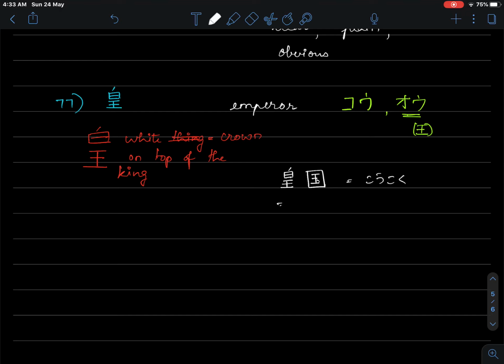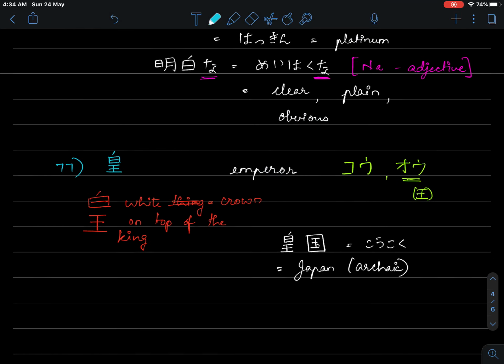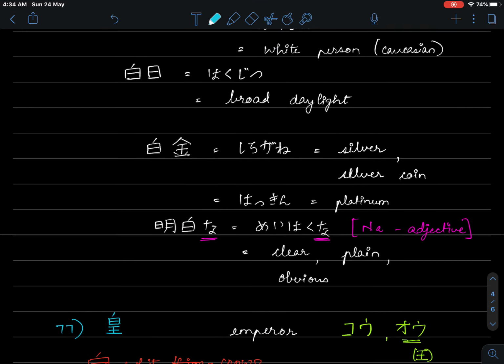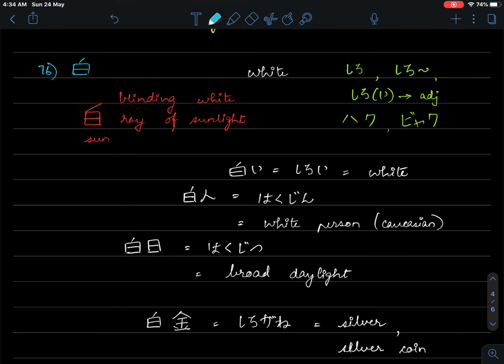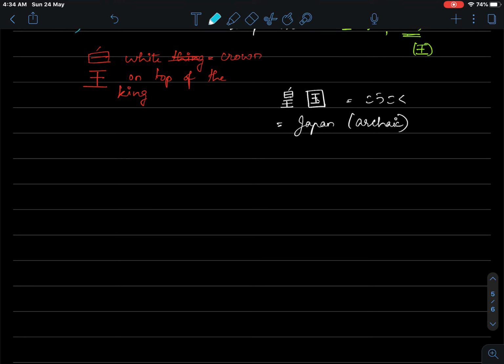So kokoku. This means Japan, but it is an archaic usage. So you will not usually find people calling Japan kokoku. They will usually call it Nihon or Nippon like we saw initially. But if this word kokoku shows up, it means Japan. Now let's have a look at the next word. So I hope you were able to see why there was a break in the pattern. You had to see that it means white before you could go back to the king part. So that's why that happened.